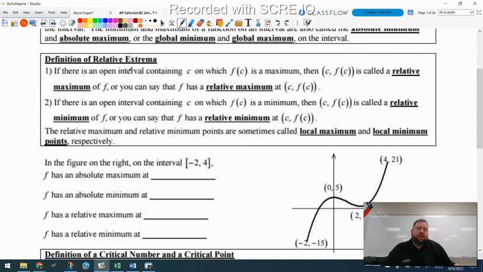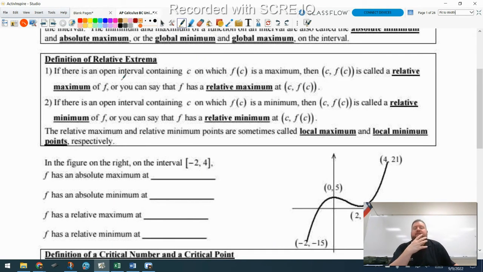All right, and then we also have what are called relative extrema. So again, we're on an open interval, which contains c, and f of c is a maximum. Then f of c is called a relative maximum of f, or you can say that f has a relative maximum at c, f of c.